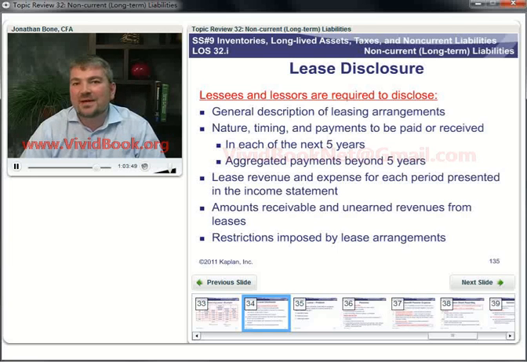So what's gone through the income statement? Amounts receivable and unearned revenues from leases would have to be shown as well. And again, that's going to be for lessors, not lessees. And then also any restrictions imposed by the lease arrangements.